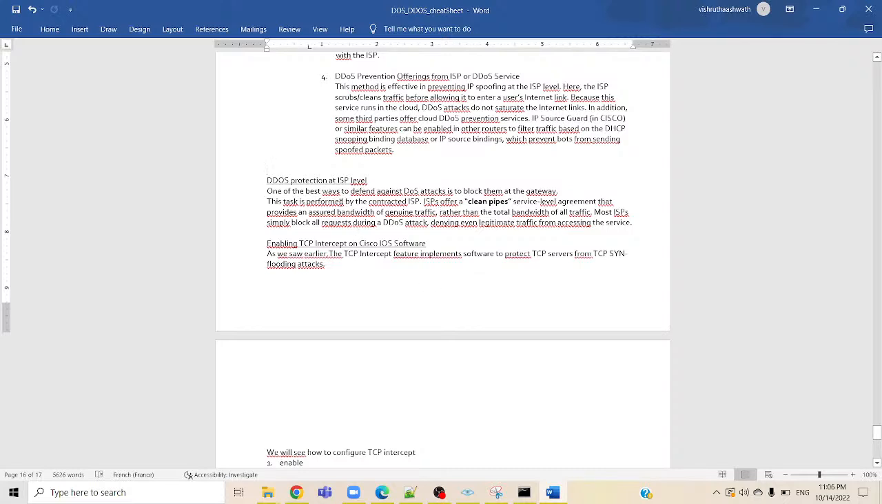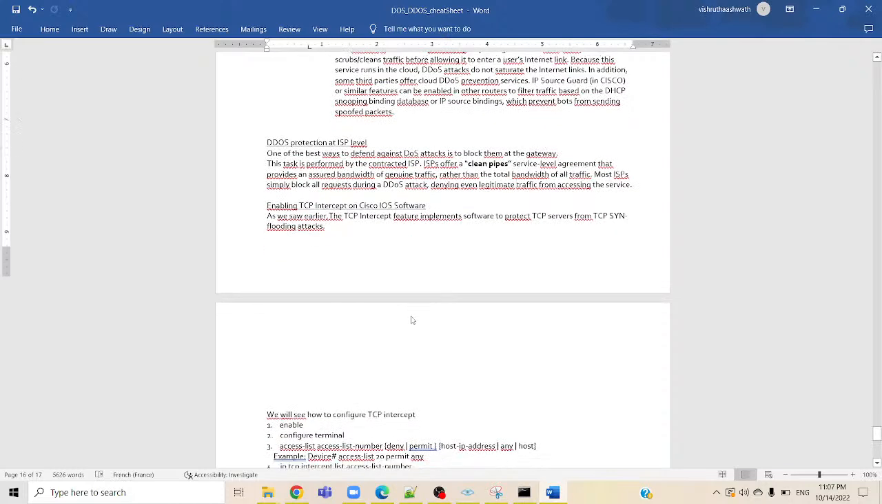This task is performed by the contracted ISP. The ISP offers a clean pipes service level agreement that provides an assured bandwidth of genuine traffic rather than the total bandwidth of all traffic. Most ISPs simply block all requests during a DDoS attack, denying even legitimate traffic from accessing the service.